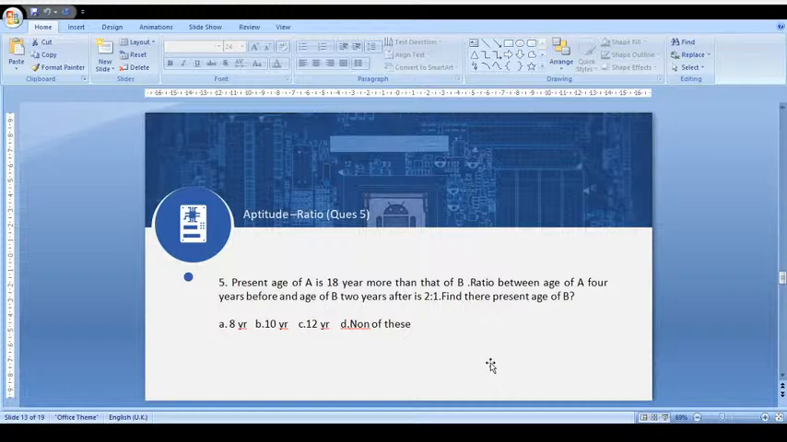Then I am saying that there is no requirement of any variable to solve this question of age. If you have a proper understanding of ratio, then you can easily solve it. Let us see.